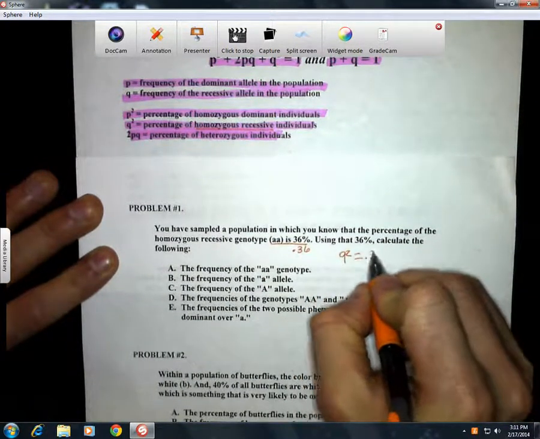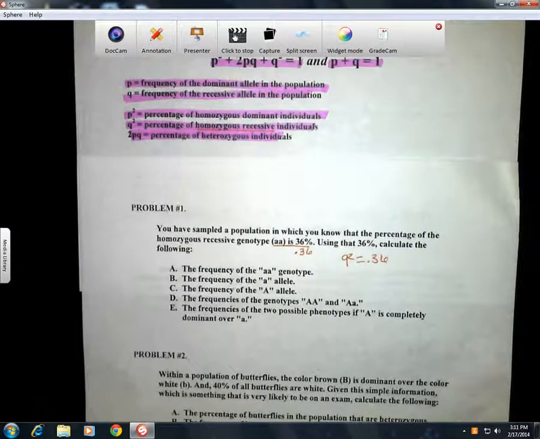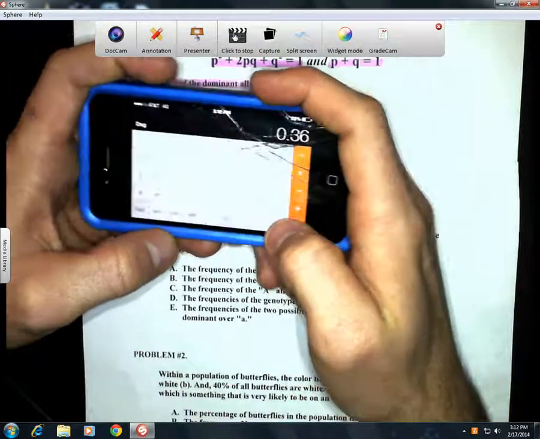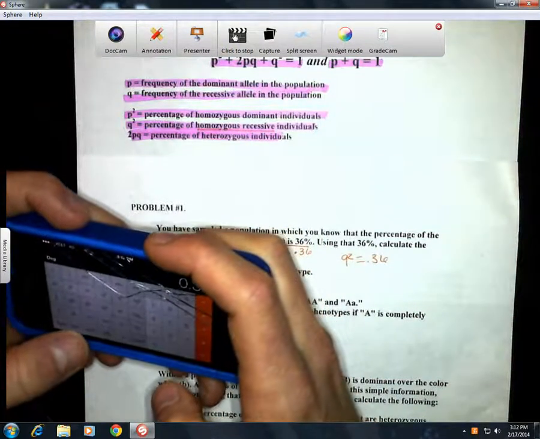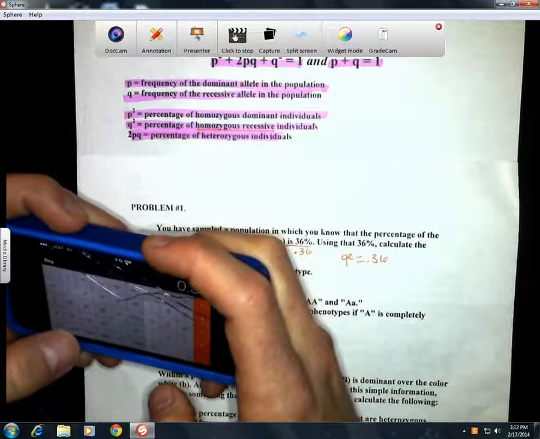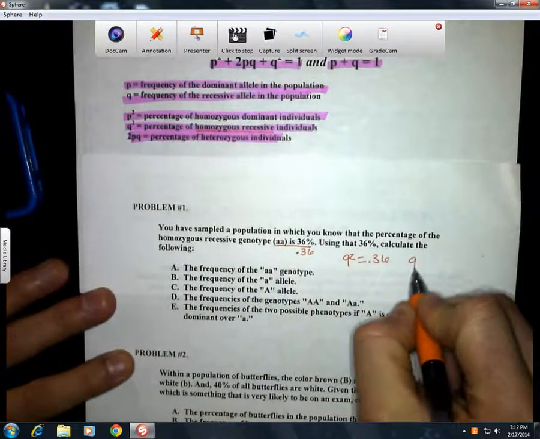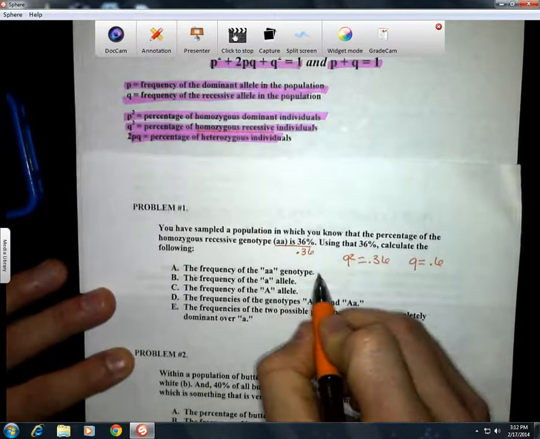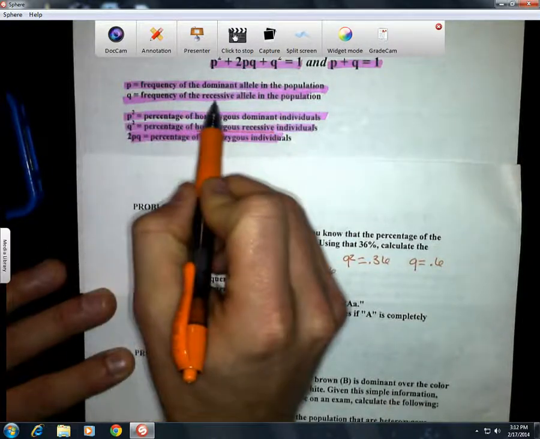So knowing that q squared equals 0.36, you can use a calculator. Don't try to do it in your head. Take the square root of 0.36, and you get 0.6. So that would mean q equals 0.6. So the frequency of the little a genotype is 0.36, which they gave us. The frequency of the little a allele, if you come up here, the frequency of the recessive single allele, is equal to q, so that's where we got that.